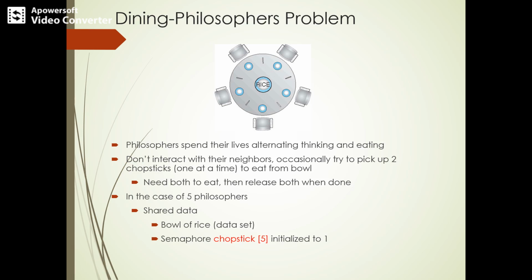The philosopher can pick only a single fork at one time. So that is a condition. There is a bowl of rice and the semaphore chopstick[5] is initialized to 1. After consuming the food, the philosophers replace the fork and start thinking again. So the process circulates between thinking and eating. A philosopher may pick up only one chopstick at a time. That's why the semaphore chopstick of 5, for the 5 philosophers, is initialized to 1.